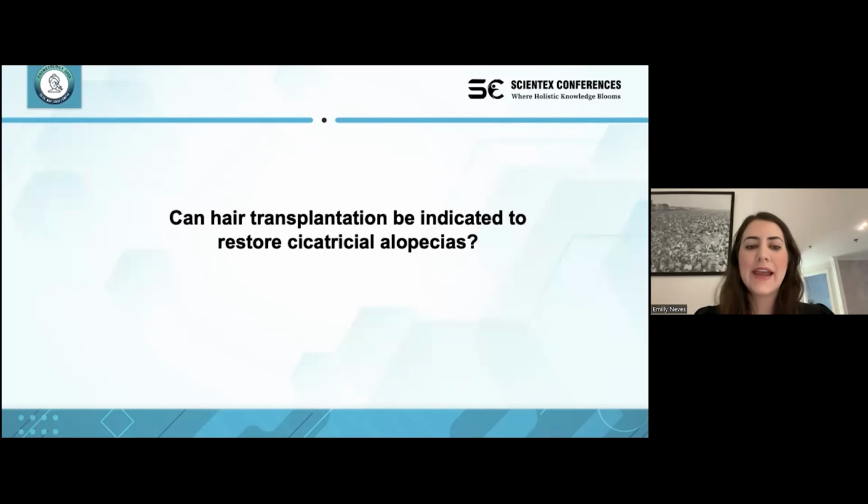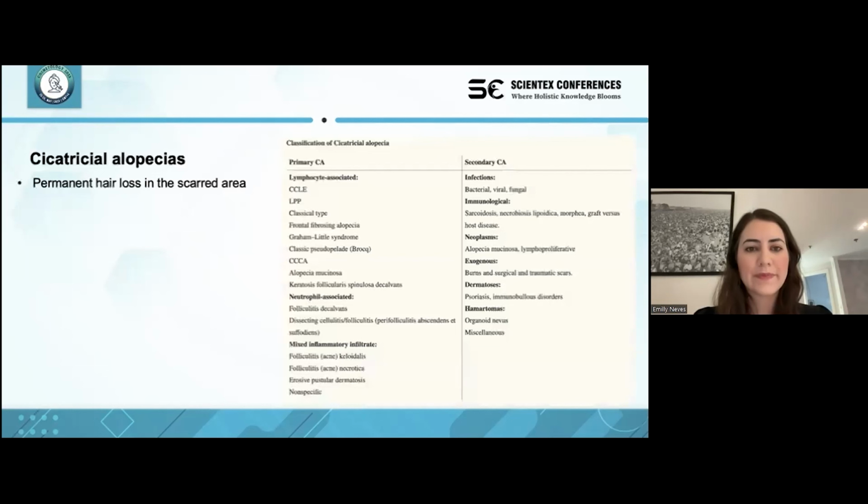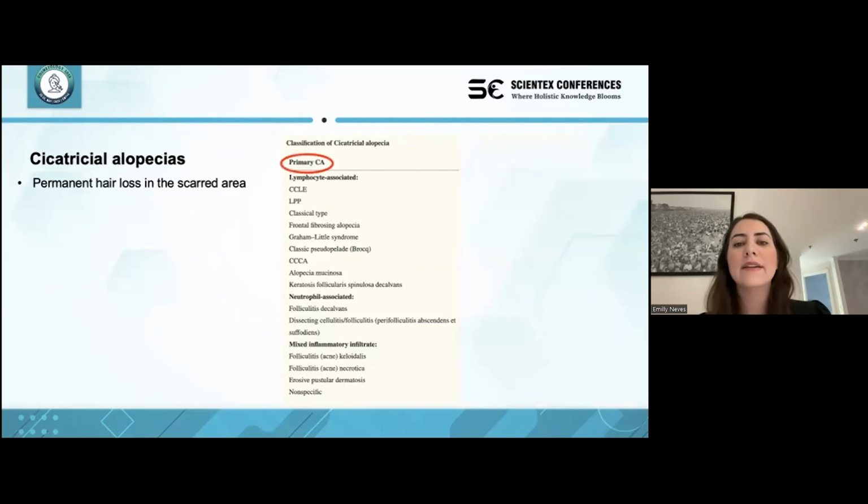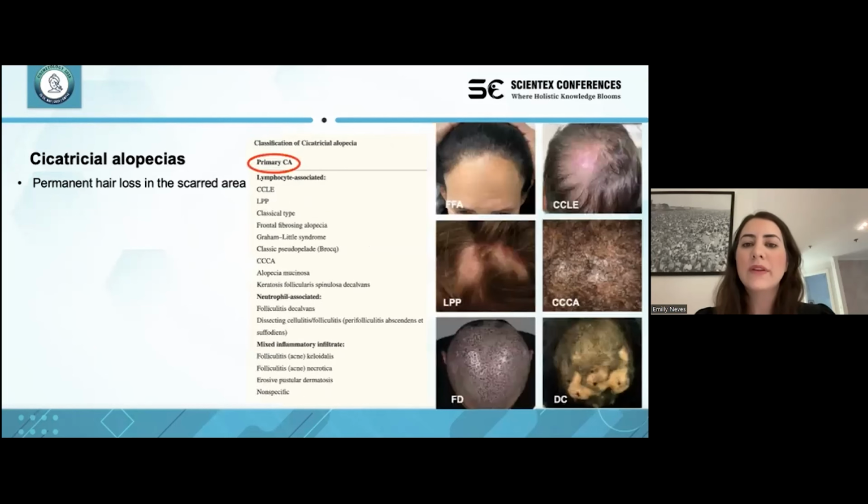And can we indicate hair transplantation in cicatricial alopecias to recover scalp flaws? Cicatricial alopecias are defined by permanent hair loss in the scarred area and are classified as primary cicatricial alopecias and secondary cicatricial alopecias. Regarding primary cicatricial alopecias, we know that the most common are frontal fibrosing alopecia, cutaneous lupus, lichen planopilaris, central centrifugal cicatricial alopecia, folliculitis decalvans, and dissecting cellulitis.